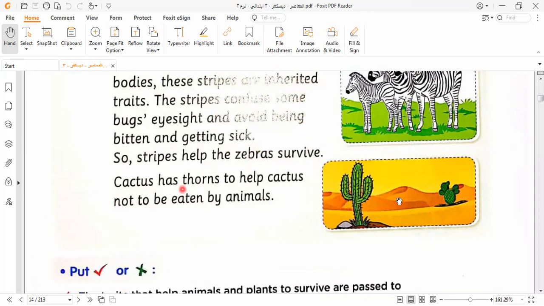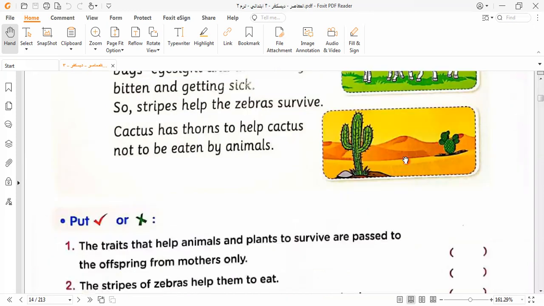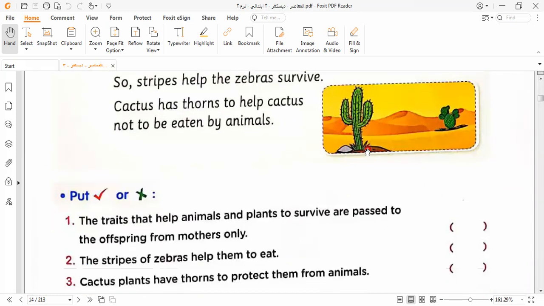Cactus. You know cactus? This is a cactus. It has thorns. Why does it have thorns? To help the cactus not to be eaten by animals. So these thorns help the cactus not to be eaten by animals.